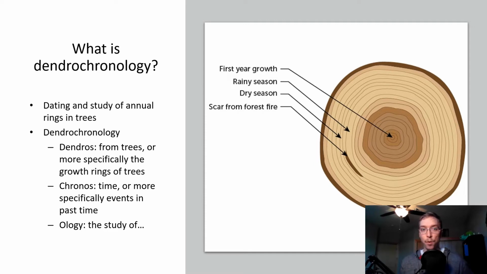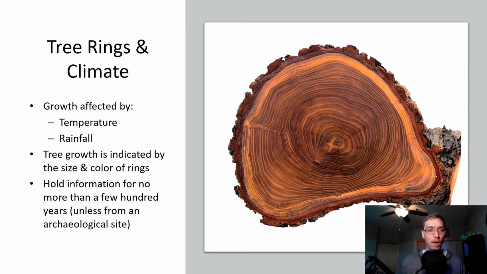So we can use that if we look at our little example tree here, to look at the pith, or the first year of growth. We can look at rainy seasons as times where the tree rings are extra wide, dry seasons where they're condensed and much thinner. And then, for example, the scar from a forest fire scorching one side of the tree, acting as this black material on the edge. They're affected by things like temperature and rainfall. So tree growth is indicated by the size and color of the rings.